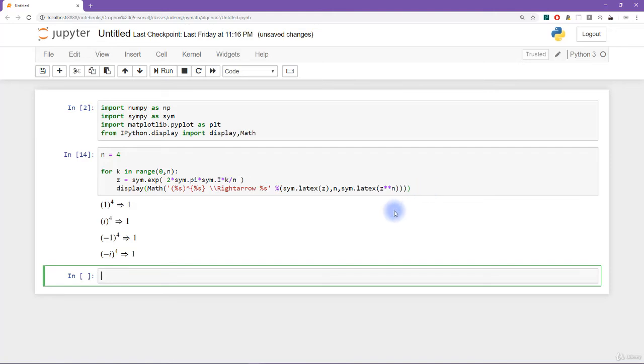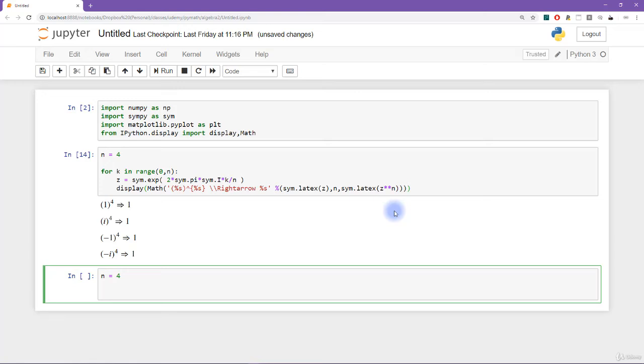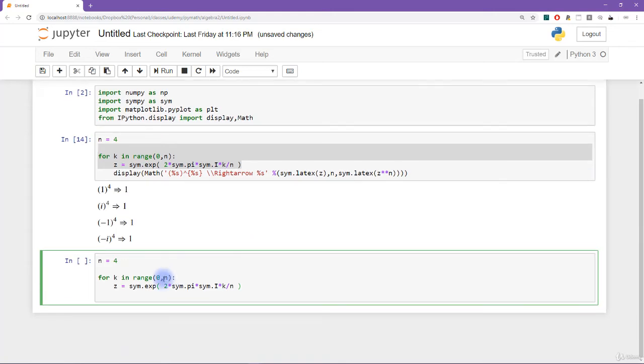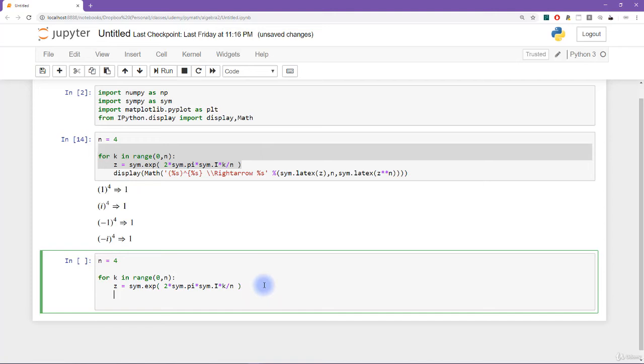So let's do that down here. Let's say n equals 4. And now essentially what I'm going to do is repeat some of this code, but I'm going to display it instead of printing it out. So I will even copy and paste. So here we compute the kth root of unity, and then I'm going to plot it.